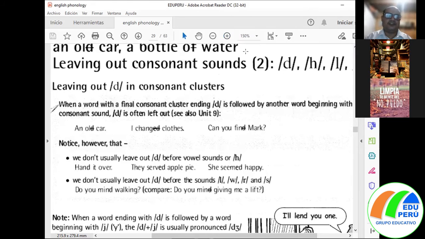Notice, again, there are some exceptions. However, we don't usually leave out d before vowel sounds or h, because you are going to link. For example, hand it over. Hand it, hand it over. They served apple pie. They served d. You join the d with the a sound. They served apple pie. She seemed happy. So you don't take out or omit the consonant d.